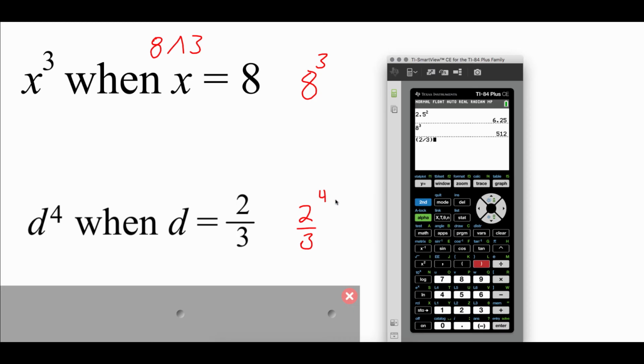Now I need a fourth power, so I'm going to have to use that caret button again. So I'm going to go caret 4. So this is saying 2/3 raised to the fourth power. When I hit enter, I get this big long decimal as my answer.